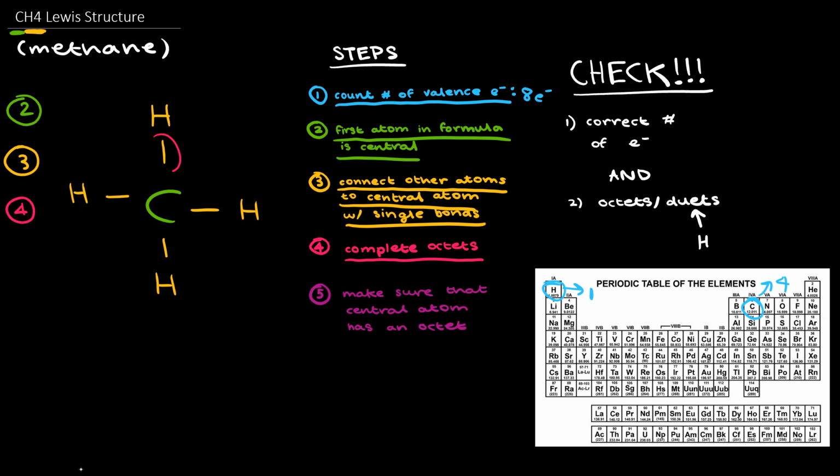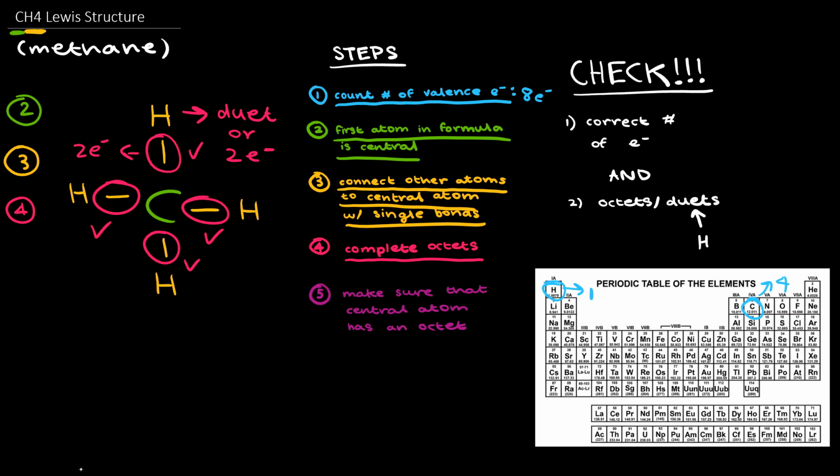Now looking at step number 4, it says that we need to complete the octets. Carbon has 1, 2, 3, 4 single bonds, and 4 single bonds is an octet because there are 8 electrons. Now hydrogens only need a duet, or 2 electrons, and since each single bond equals 2 electrons, it satisfies the hydrogen's duet requirement as well.